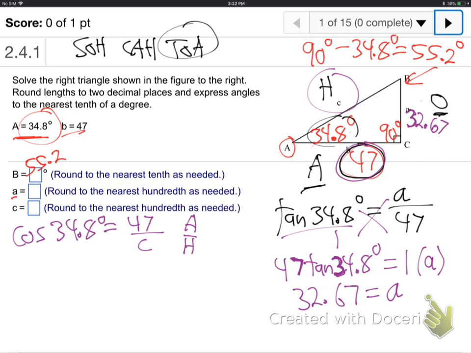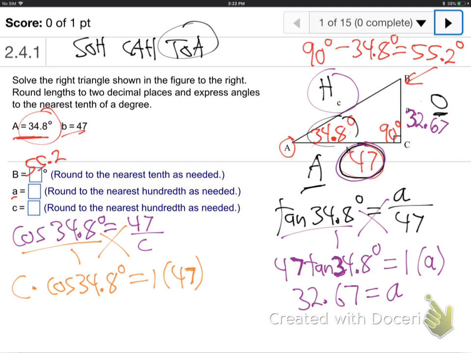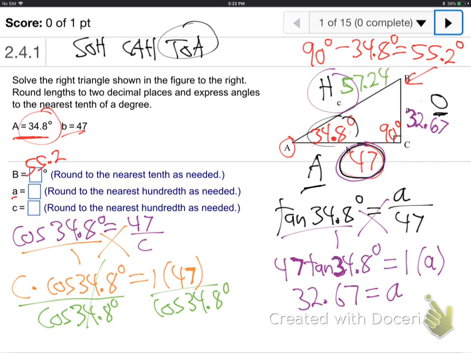Okay, how do I solve that equation for little c? Cross multiply, right? Put this over 1, diagonal, diagonal. What do we get? c times cosine 34.8 degrees is 1 times 47. Last step: divide by cosine 34.8 degrees. Hit the buttons on your calculator. c is 57.24 is what I got. Y'all get that?